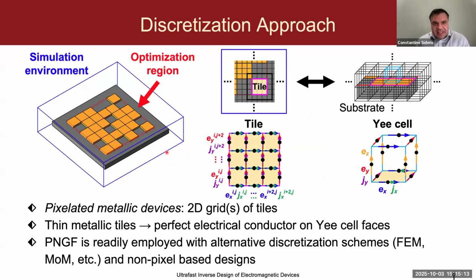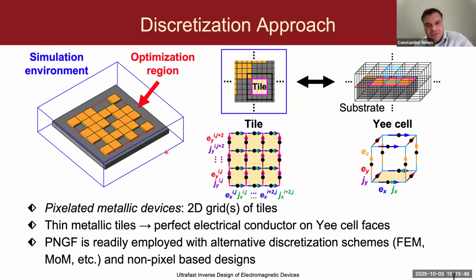So, some preliminaries. Let's discuss the discretization approach that we will be using for the examples presented in this work. We will be considering devices whose optimization regions consist of 2D grids of tiles, and each of these tiles can either be filled in with metal or left empty. These devices can be easily discretized with a number of methods. In these examples, as well as in the paper that's currently in review, but also available on arXiv for viewing, we discretize using the finite difference method for simplicity.